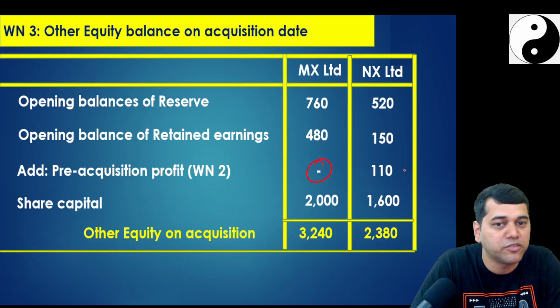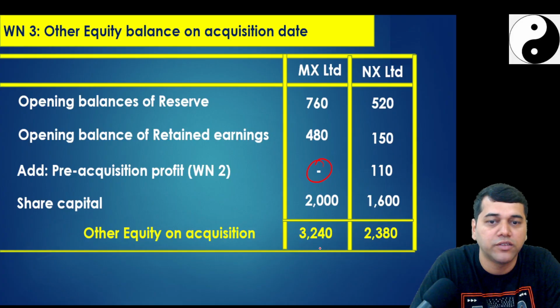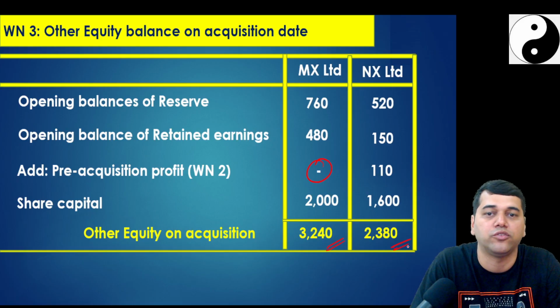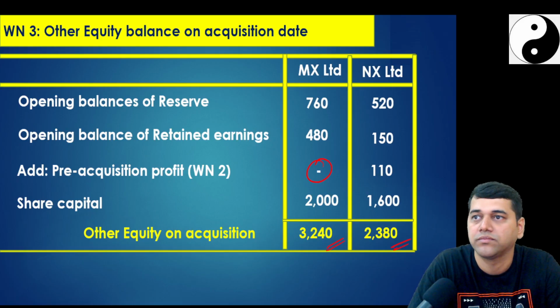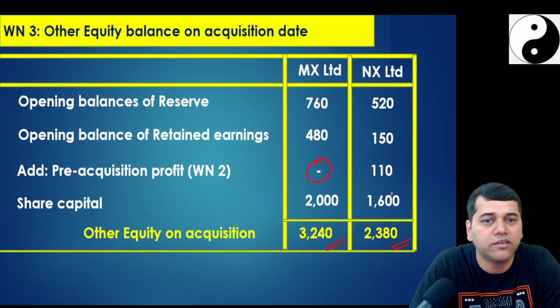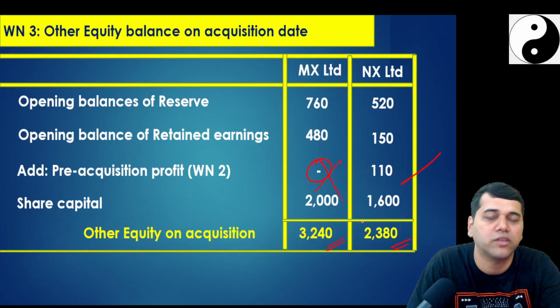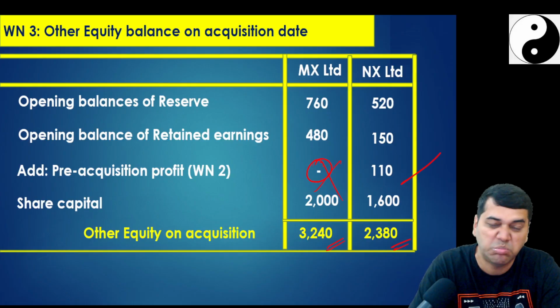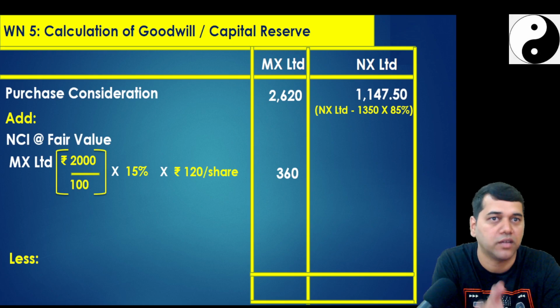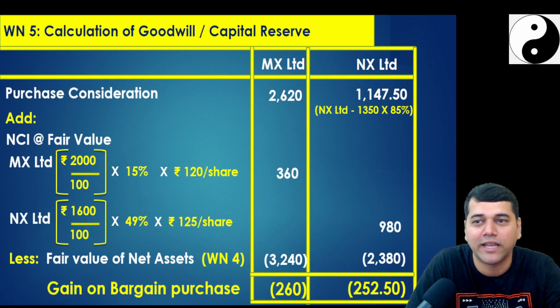Okay, so you get only 6 months profit. So other equity on the acquisition or fair value of the net asset will be 3240, 2380. Did you get these numbers? Only if you get this number correctly, NX, MX is going to be missed. So part of the step marks you will lose. Evaluator only can do that.